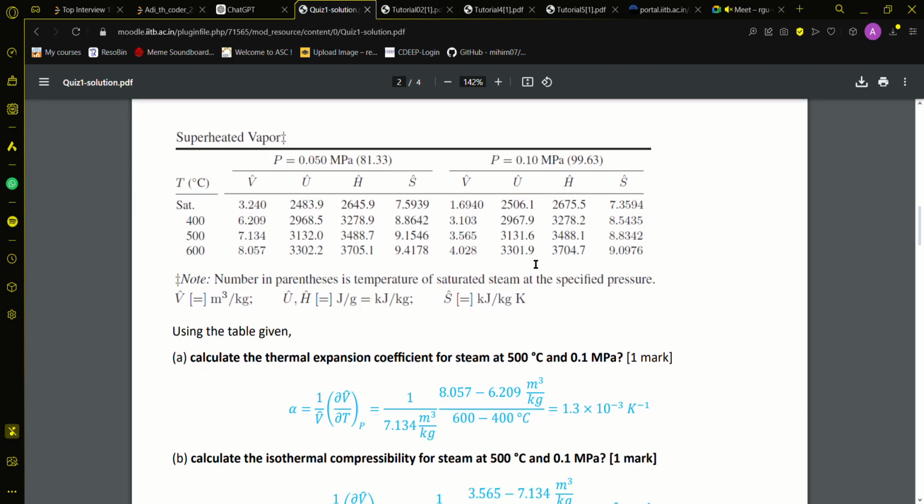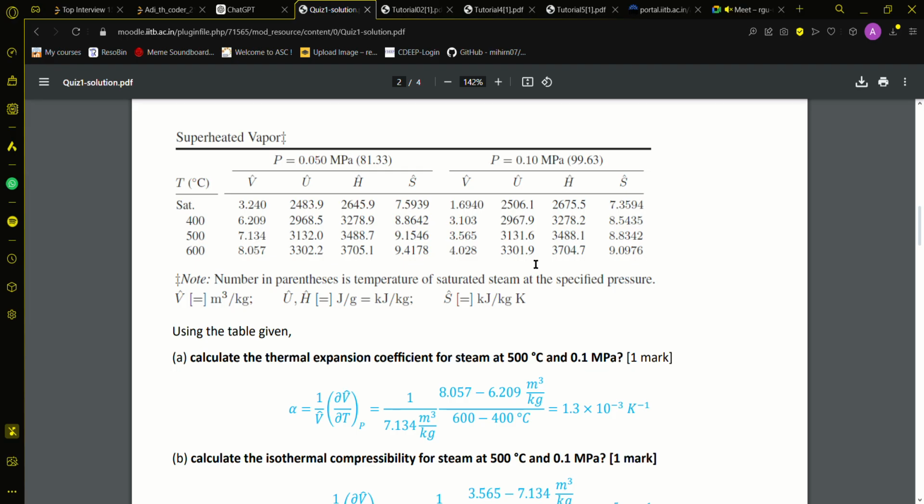So the formula for the thermal expansion coefficient, that is alpha, is given by 1 by V cap, dou V cap by dou T at constant pressure. This can be approximately written as 1 by V times delta V by delta T, that is 1 by V1, V2 minus V1 upon T2 minus T1, and these values can be obtained from the table given above.